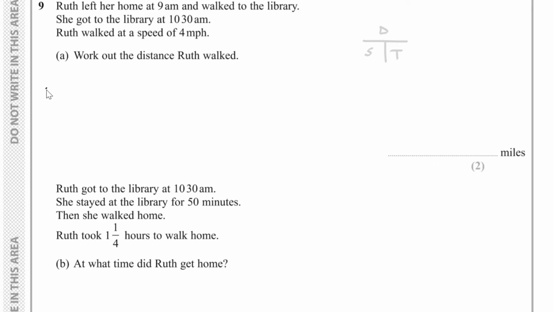So therefore, to work out the distance, that will be the speed, 4 miles per hour, multiplied by the time, from 9 o'clock to 10:30, that is 1.5 hours. So we multiply 4 by 1.5 hours, it turns out we get 6 miles.